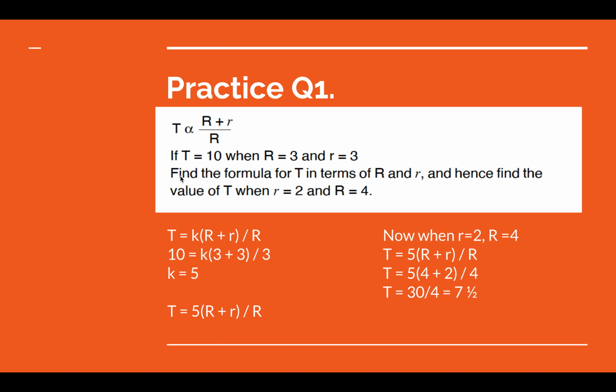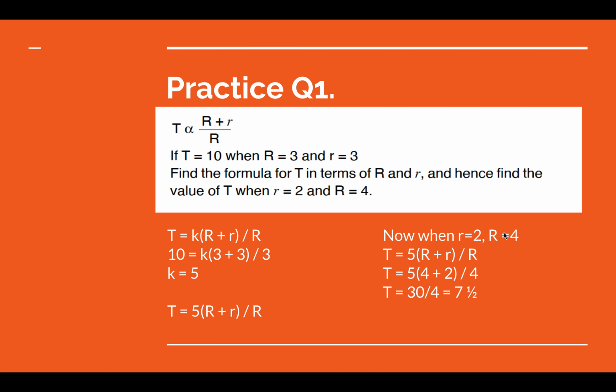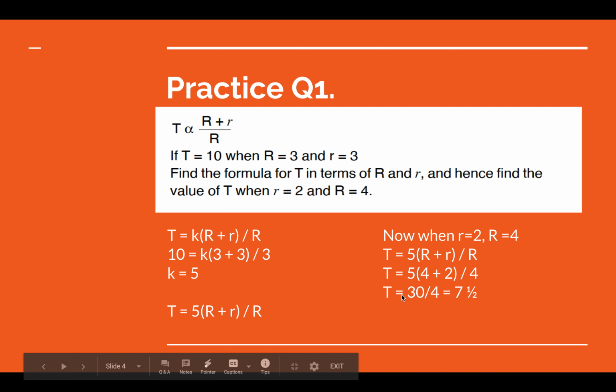Now we are told that, now that you know that relationship, you should find the value of T when small r is 2 and big R is 4. That is simple. We just start with the relationship that we found, and we plug in the new values. Small r is 2 and then big R is 4. So you get to see that in that scenario, our T is actually 7.5.